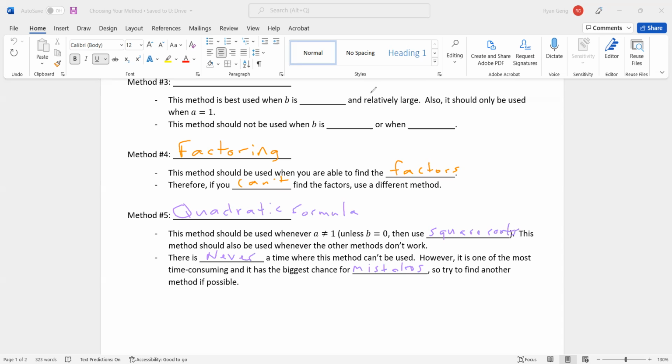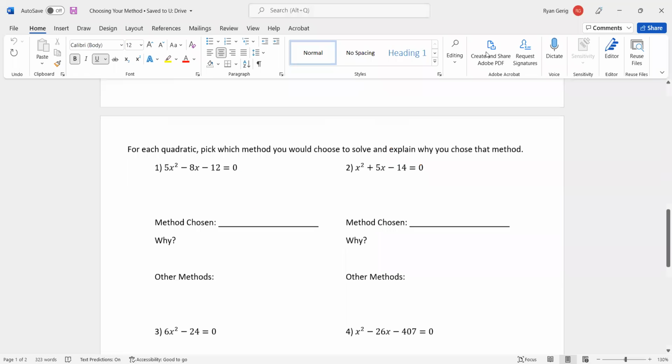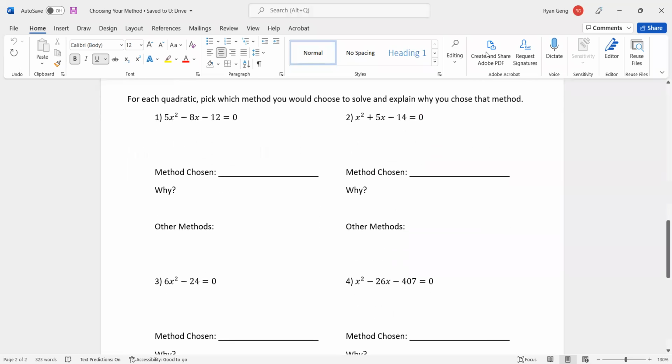All right. So let's do a few practice. I'm not going to solve them all the way through. I'm just going to talk about which method to choose and then why. All right. If you say on the why it's easier, it will be wrong. I'm going to tell you that right now.